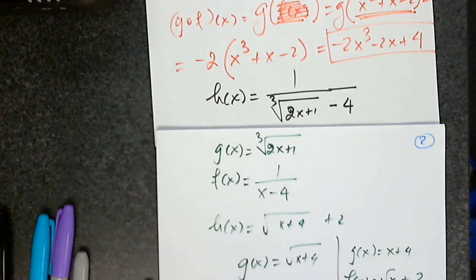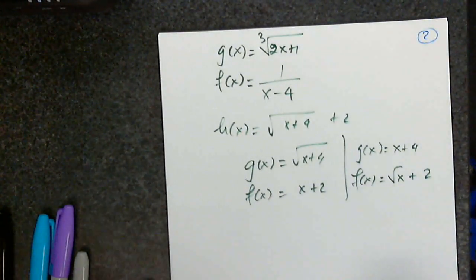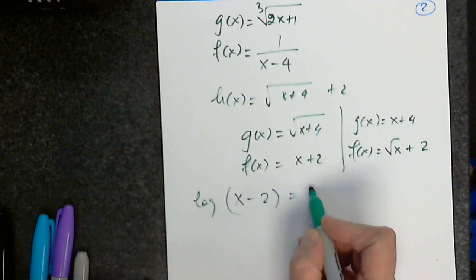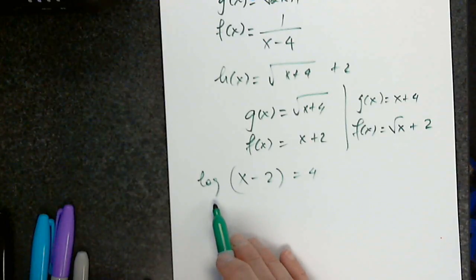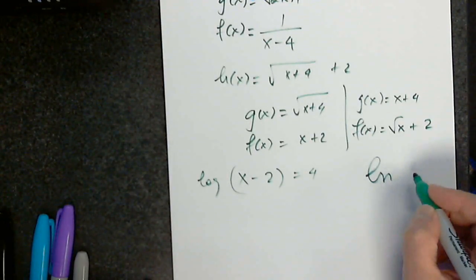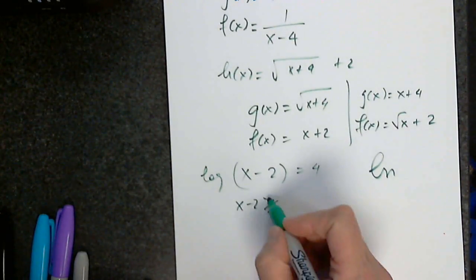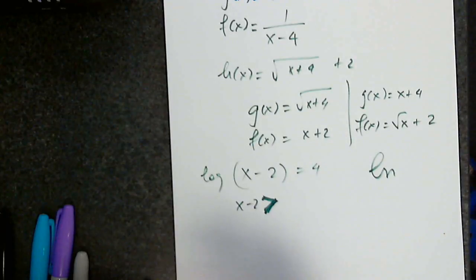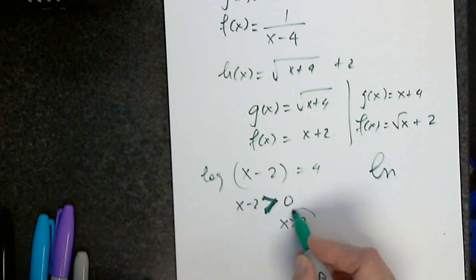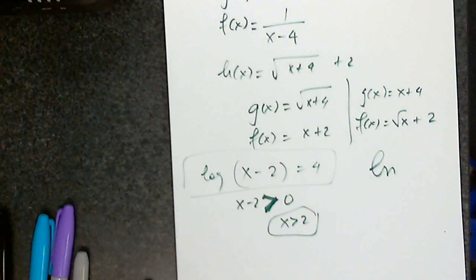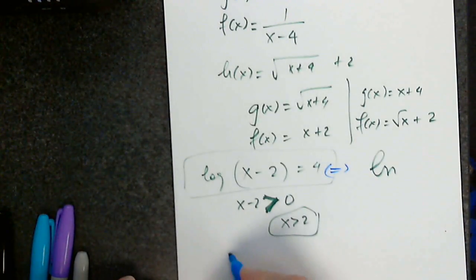So for example, if I'm asked to solve the equation log of x minus 2 equals 4, what is the base here? 10. Yes. What is the base in ln? e. Perfect. So then I will have to write that x minus 2 must be greater than 0, not equal to 0. So x greater than 2. If this equation does not have a solution that is greater than 2, it will not be accepted as the solution. So in that case, I'm ready now to change it into an exponential equation.